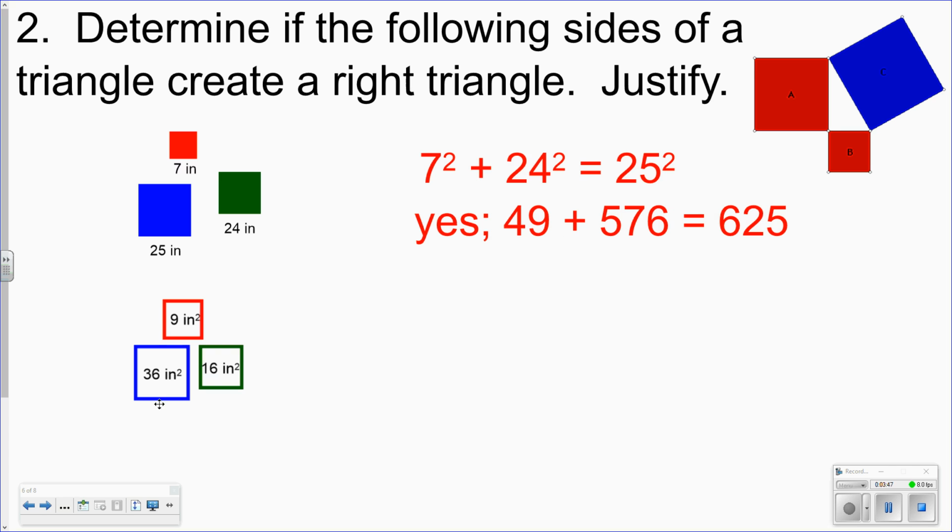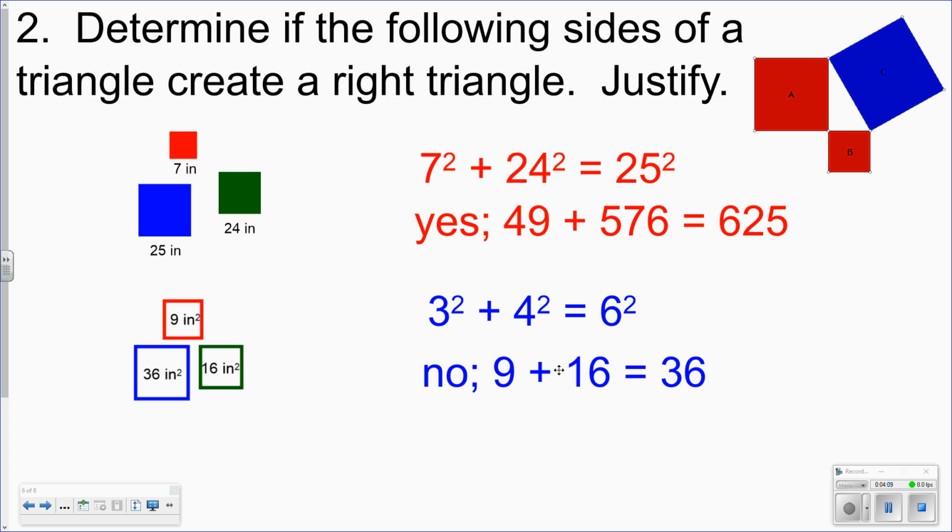In the second example, they already did the squaring for you. So in this red box, it says 9. So that's actually 3 squared. In this green box is 16, so that's 4 squared. And in the blue box is 36, so that's 6 squared. So does 3 squared plus 4 squared equal 6 squared? No, it does not. So it is not a right triangle.